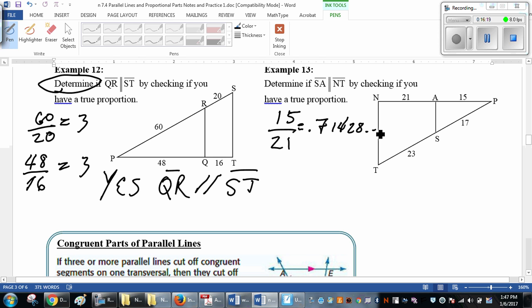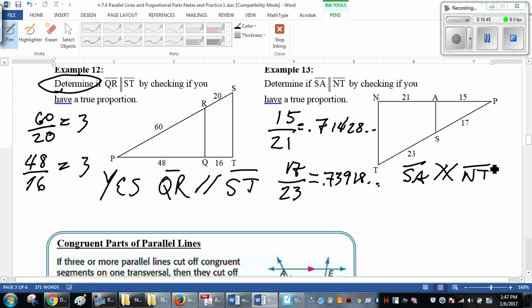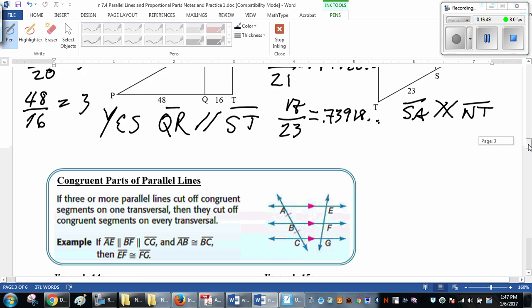All right, take my other side, 17 over 23. Put it in my calculator, check the decimal. If it's the same thing, they're proportional and it's parallel. 0.73, right away I can see they're not the same. That one keeps going as well. So that means that SA is not parallel. So we do the parallel sign, we draw a slash through it to NT because they do not split those sides at the same ratio.